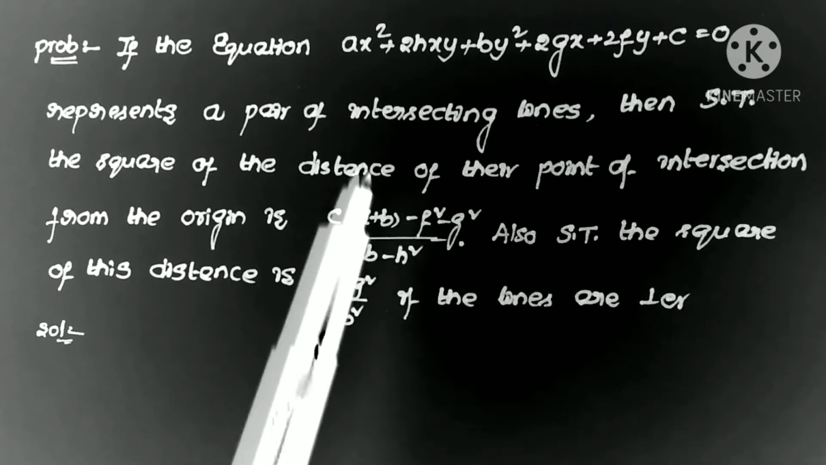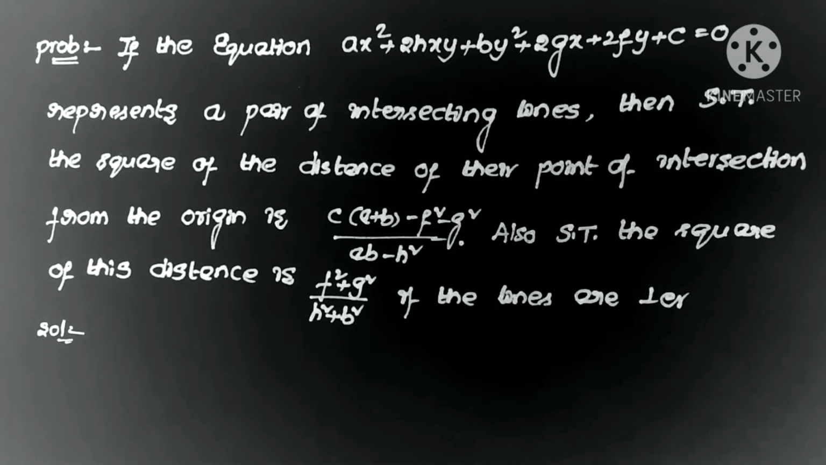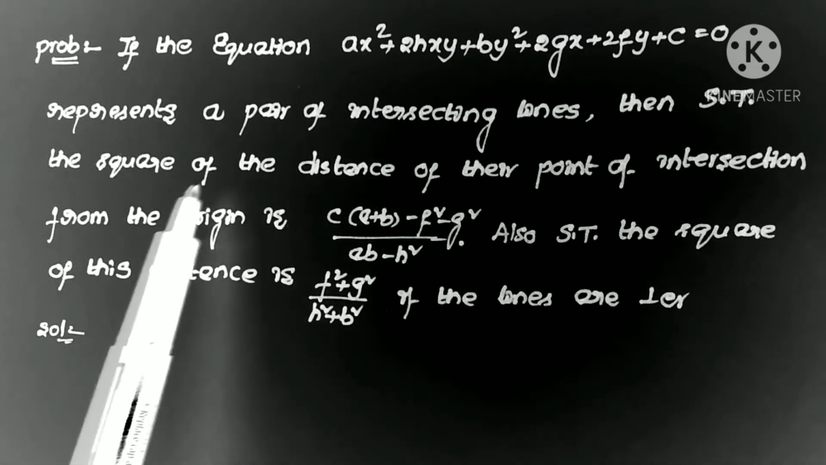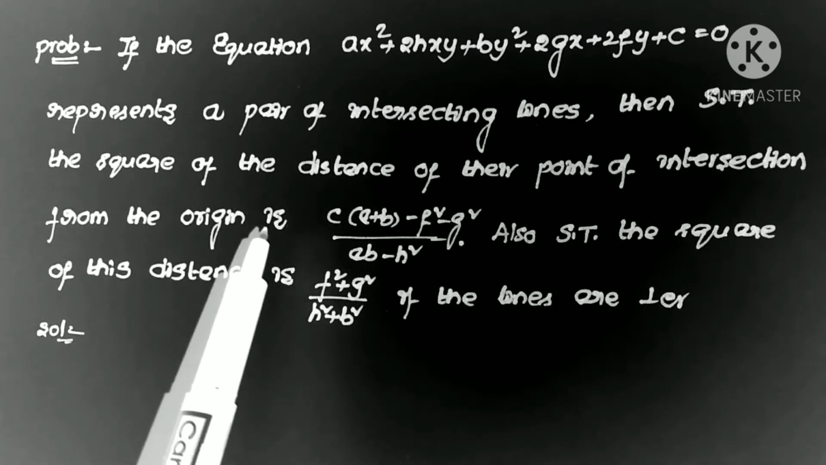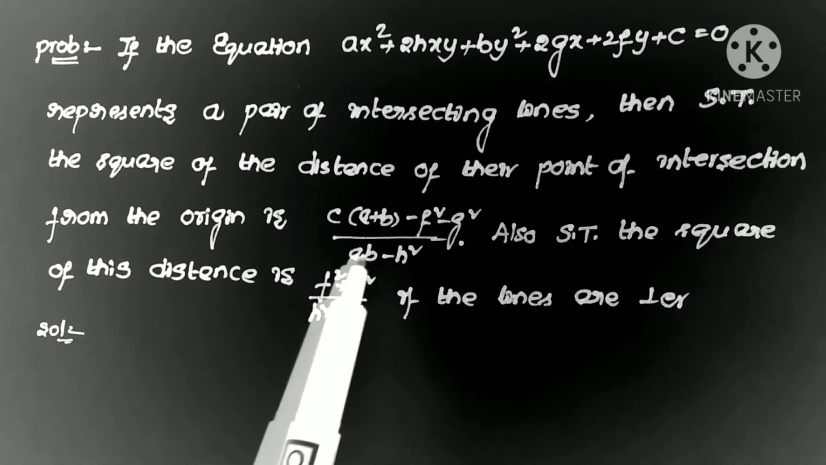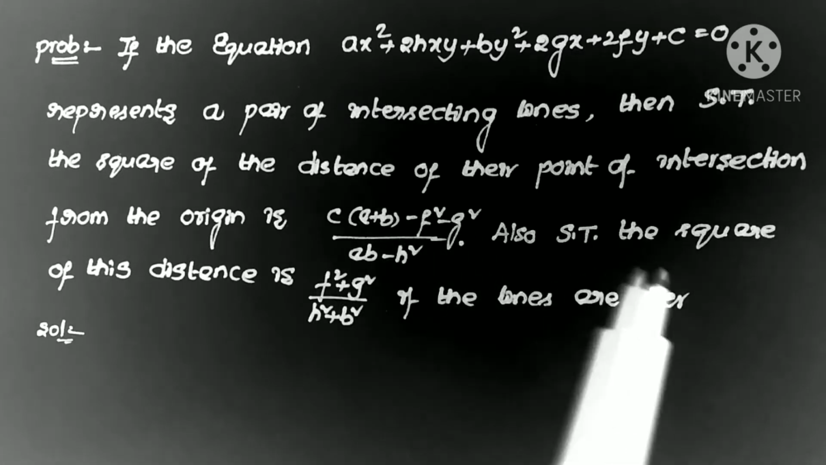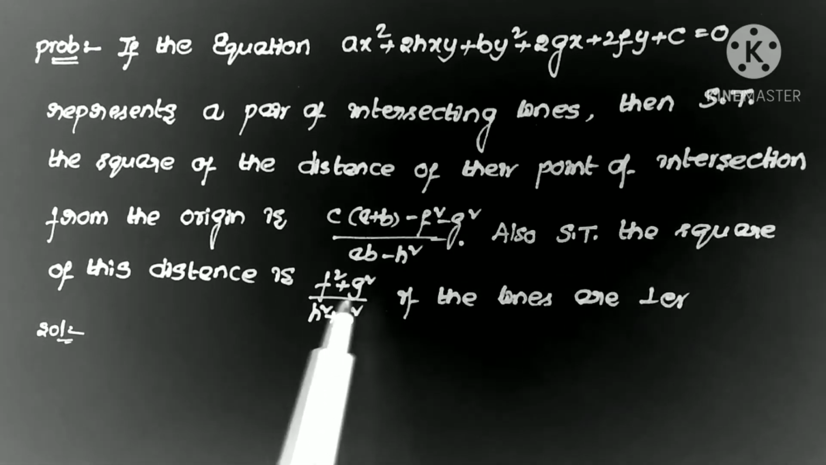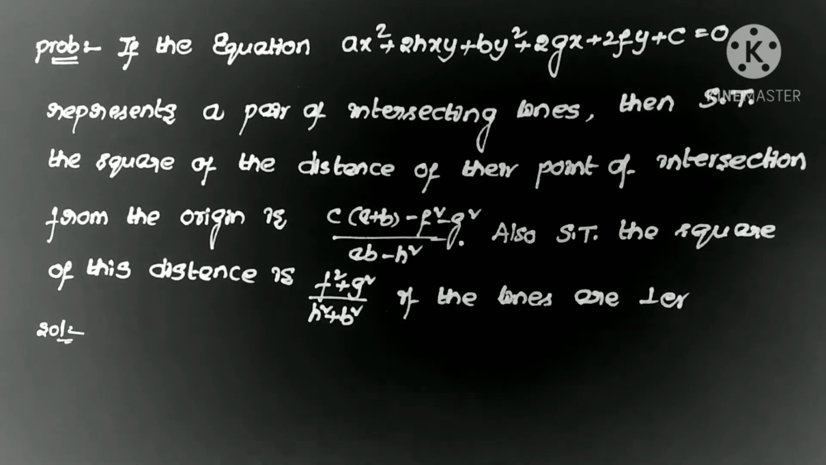Past problem. If the equation ax² + 2hxy + by² + 2gx + 2fy + c = 0 represents a pair of intersecting lines, then show that the square of the distance of their point of intersection from the origin is equal to c(a + b) − f² − g² over ab − h². Also show that the square of this distance is (f² + g²)/(h² + b²) if the lines are perpendicular.